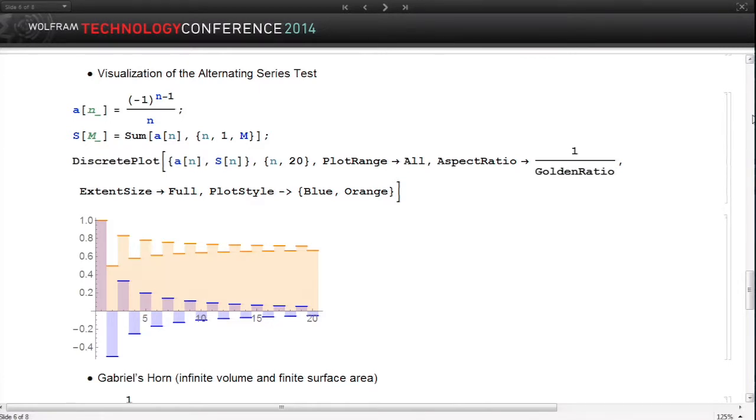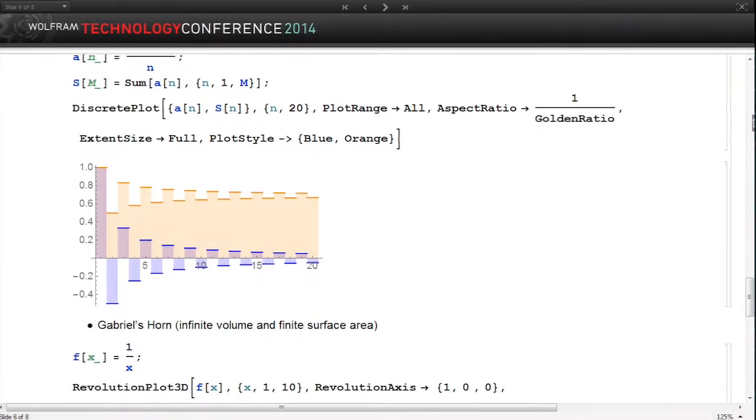So students can see that the changes in the partial sums corresponded to the actual terms of the series, and they could gather this information about why the alternating series test in this case worked and what it really meant for these series to be converging.